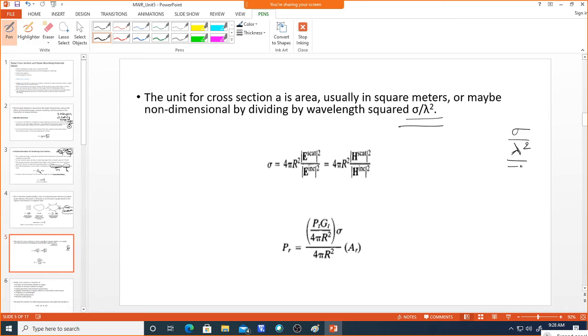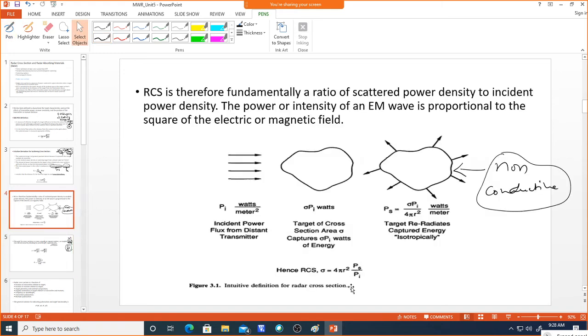So whatever the frequency of operation, we can normalize and get the non-dimensional unit. Generally it will be in terms of meter square, or as I said, in all the IEEE formats it will be SM. Now with respect to the electric field, we have measured in terms of the scattered power and incident power.